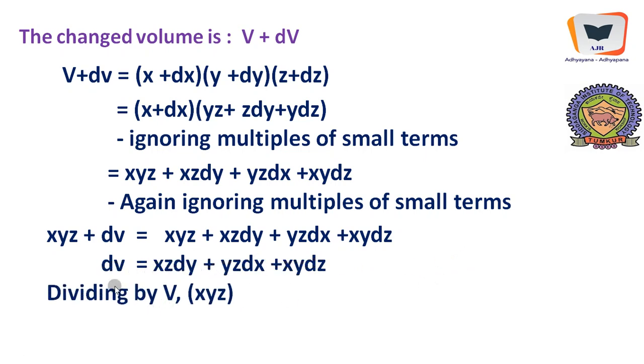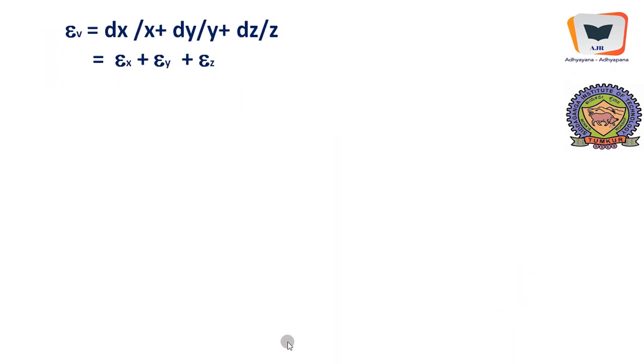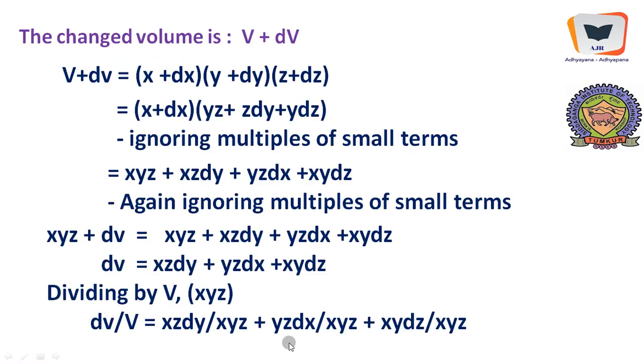Then we will divide all the terms by v, that is xyz. So this will become dv by v, xz dy by xyz. So x and z will cancel away. So we will get dy by y, dx by x and dz by z. Therefore what we get is the previous expression: dx by x, dy by y and dz by z. dx by x is epsilon x, that is strain along x. dy by y is epsilon y, that is strain along y. So also strain along z.